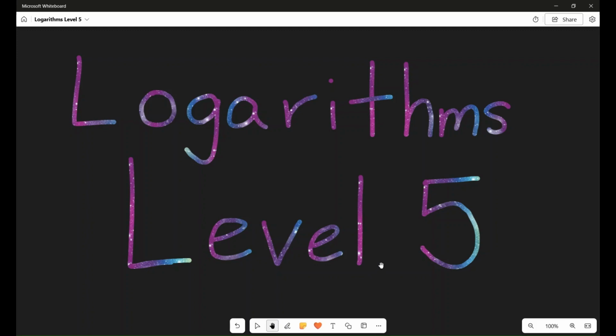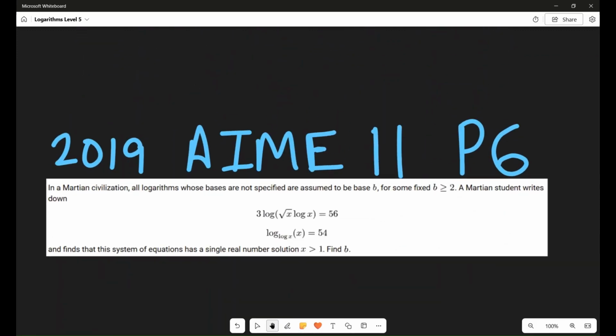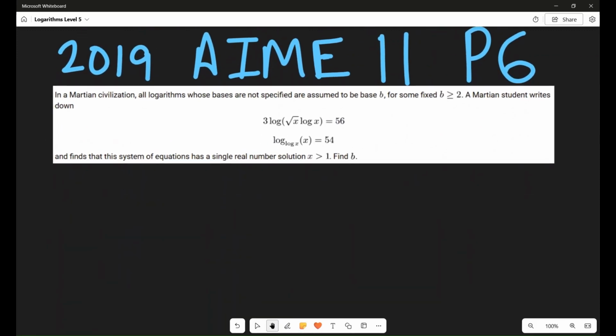So with that in mind, let's get right into it with our first problem being the 2019 AIME 2 problem 6. And so we have this Martian civilization, and all logarithms whose bases are not specified are assumed to be log base b for some fixed b more than or equal to 2. And a Martian student writes down these two equations here and finds that the system of equations has a single real number solution x more than 1, and we have to find b.